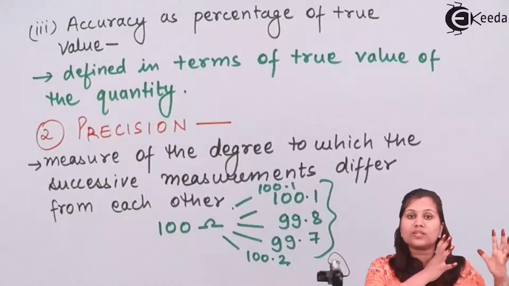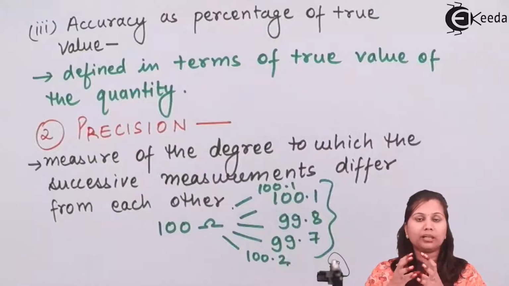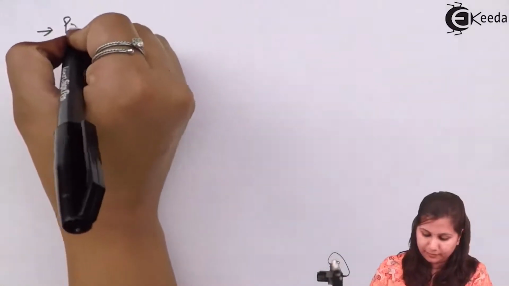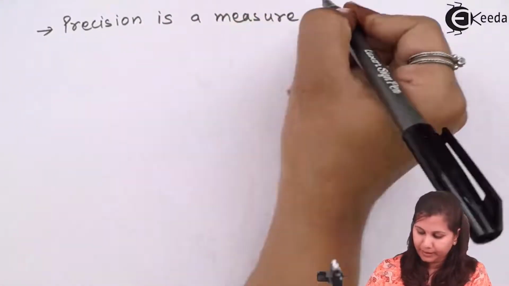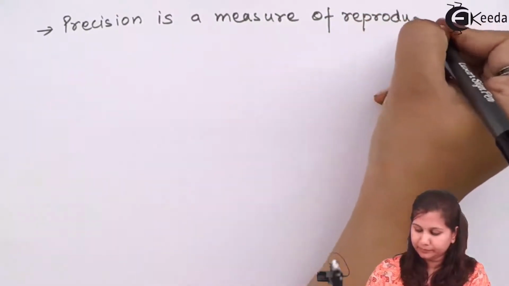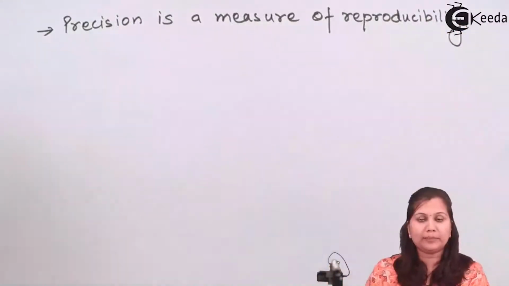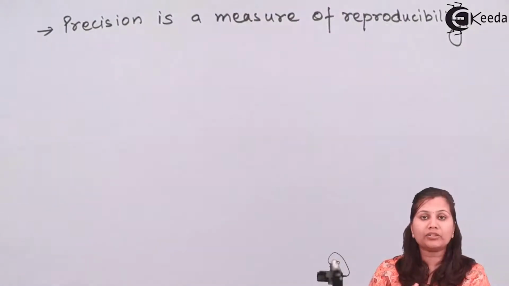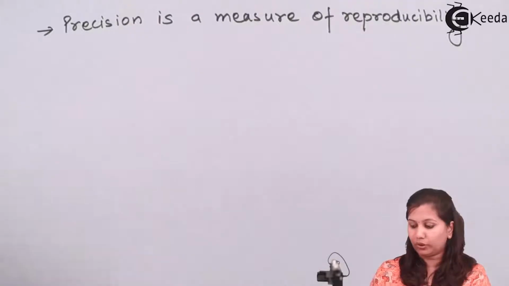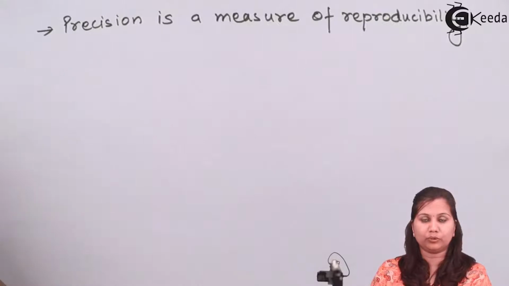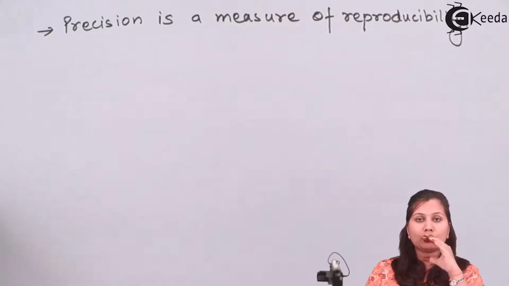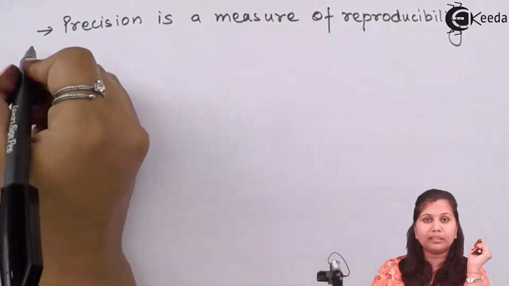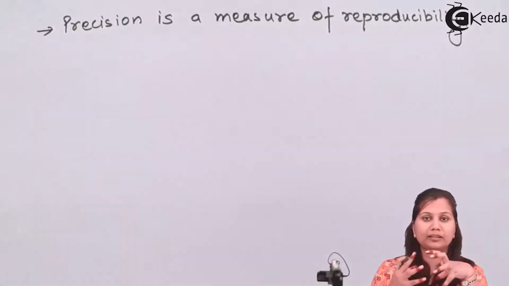So accuracy is closeness to the true value, and precision is the closeness among the successive measurements. Or we can say that precision is a measure of reproducibility. Reproducibility means whenever we are measuring the resistance, how close the values are to each other, or how the readings reproduce each other. Every time we do the measurement, first we get 100.1, then 100.2 or 100.15. So all the readings are very close to each other. That means we can say that it is a type of agreement between the values.